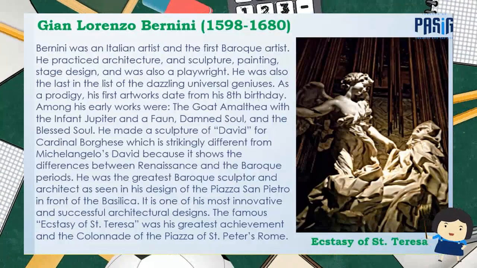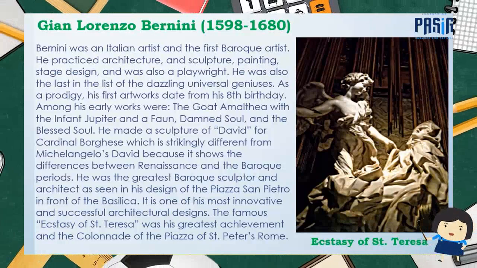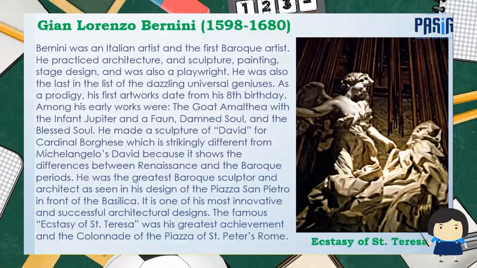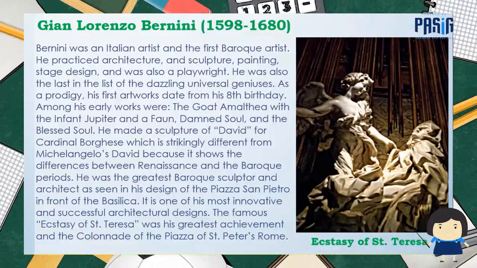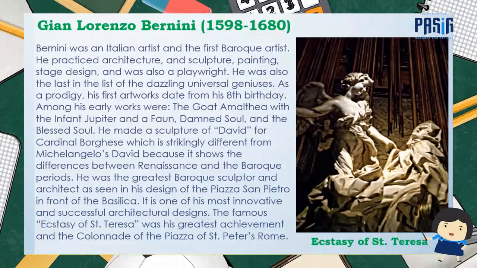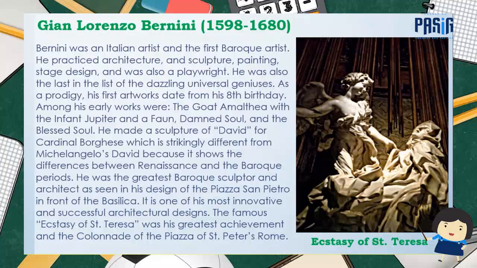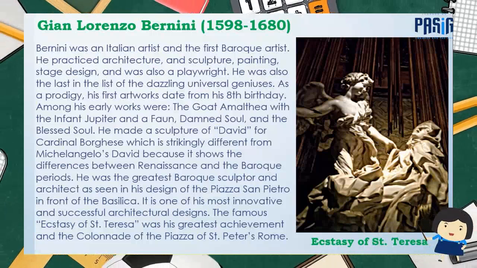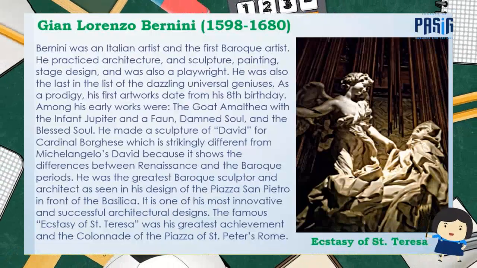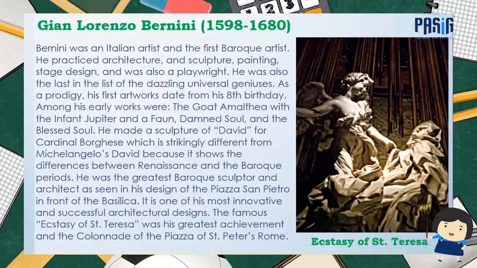He made a sculpture of David for Cardinal Borghese, which is strikingly different from Michelangelo's David because it shows the differences between the Renaissance and the Baroque periods. He was the greatest Baroque sculptor and architect as seen in his design of the Piazza San Pietro in front of the Basilica.